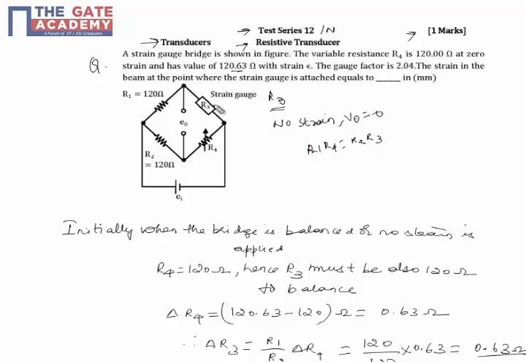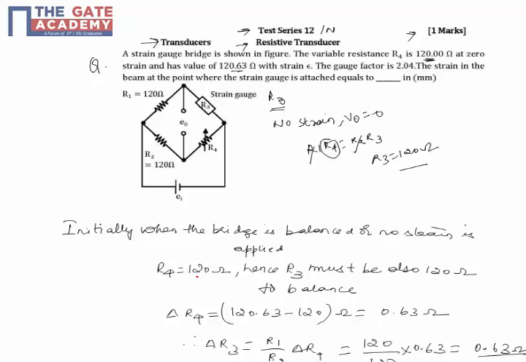Here we know that R1, R2 and R4 all are equal, so we can cancel them out, and R4 is equal to 120 ohms when there is no strain applied. So hence R3 is equal to 120 ohms, which is the value of the strain gauge when there is no strain applied. So that is what is being calculated here. So hence R3 is equal to 120 ohms.